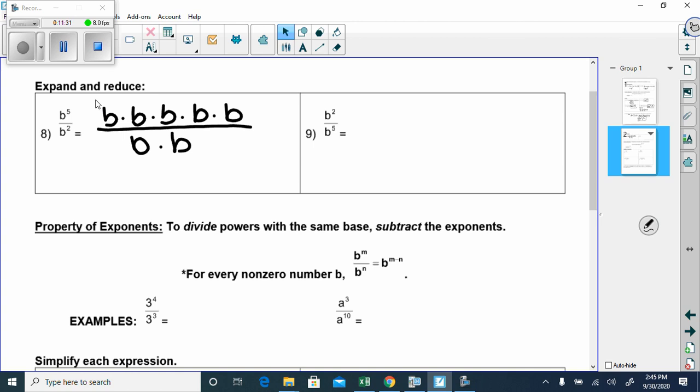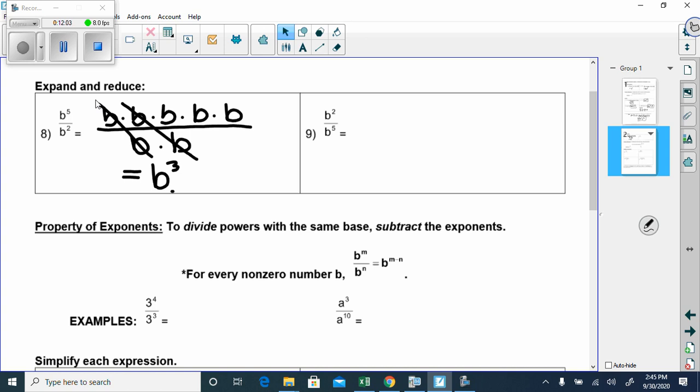Okay. And if I have something over something, they take each other out, right? So like these two would go away. These two would go away. And how many am I left with? 3, and they're all in the top, right? So my final answer would be b to the 3rd. It is over 1, but do we have to put the over 1? No. So we're just going to leave it as b to the 3rd.